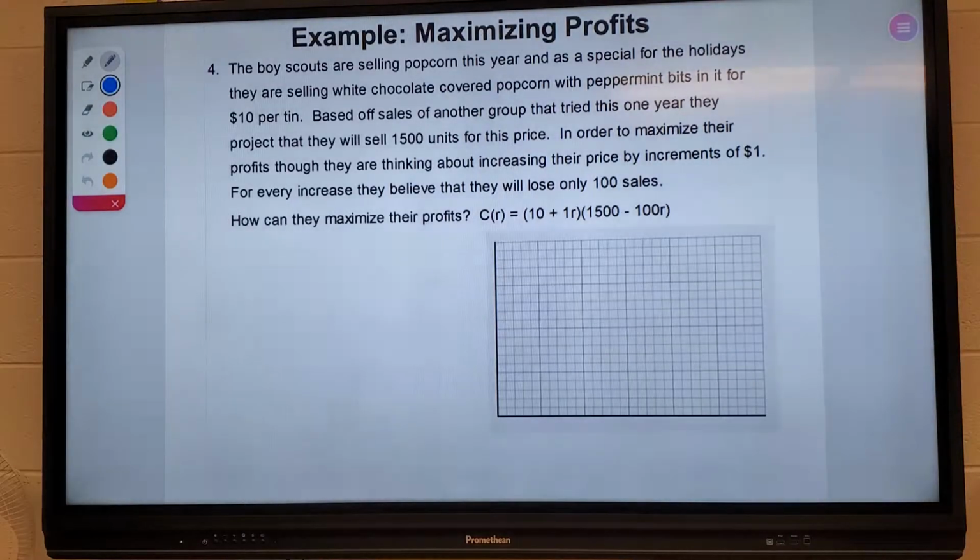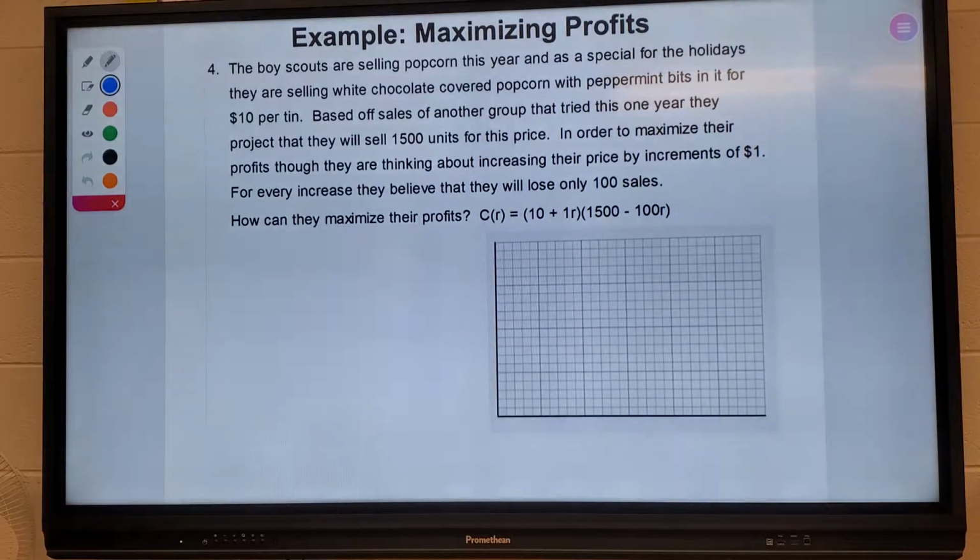If you pay attention to the equation, again, you're going to have to come up with this equation at some point without it being given to you. So you're going to look at that first set of parentheses. The parentheses says 10 plus 1R. That comes from the $10 original cost, and then I'm going to increase the cost by $1 increments. So 10 plus 1R. The second set of parentheses comes from the sales. So we have 1,500 sales to begin with, and then it states that we're going to lose 100 sales per increase. So it's 1,500 minus 100R.